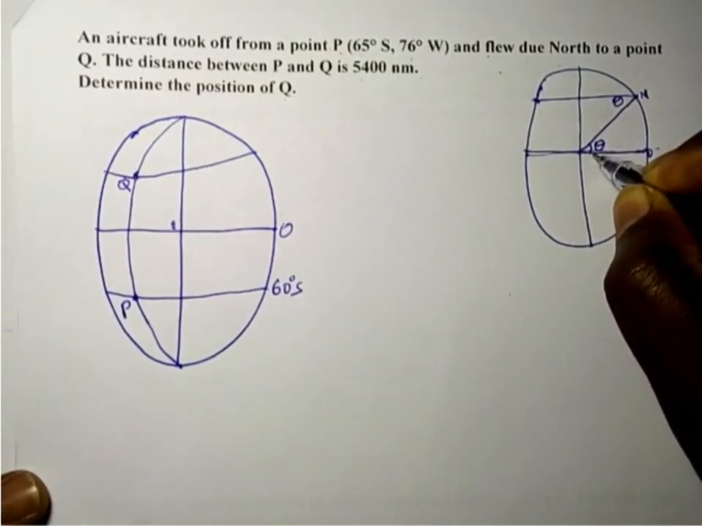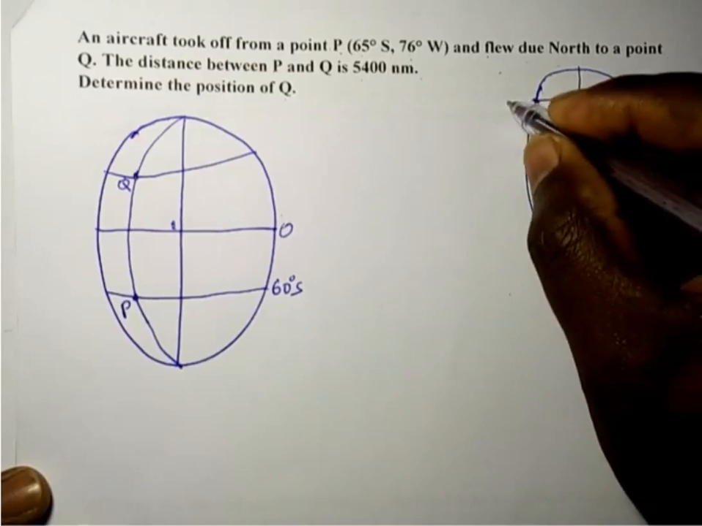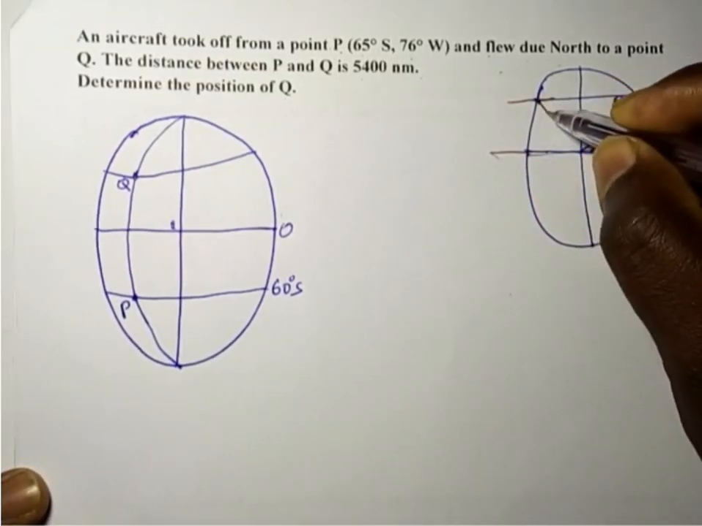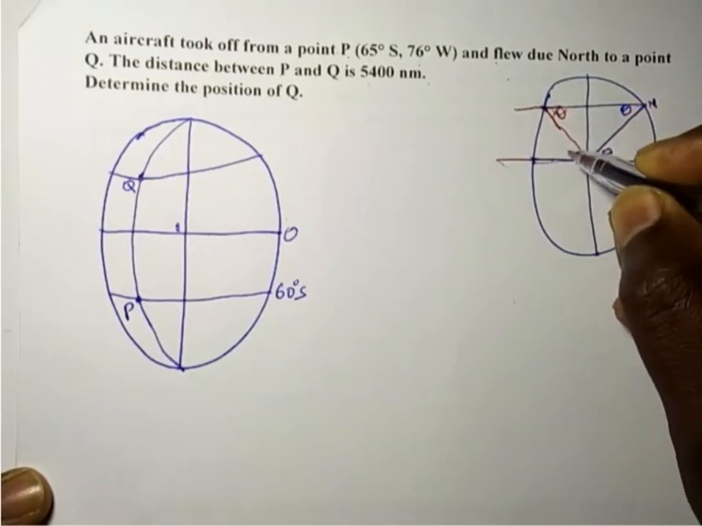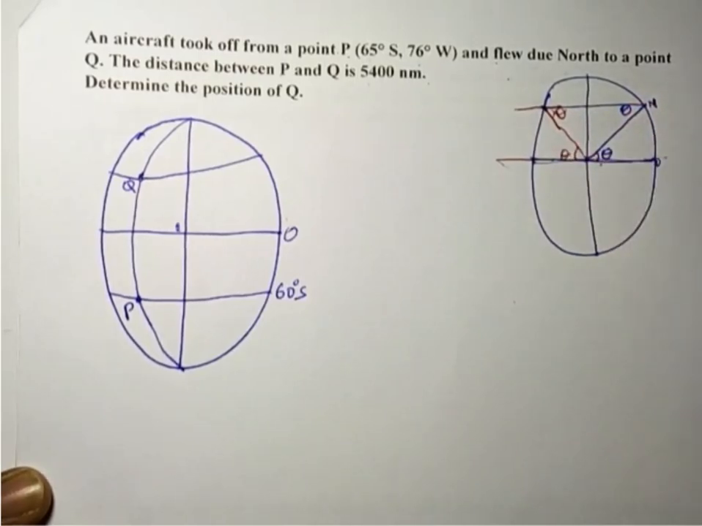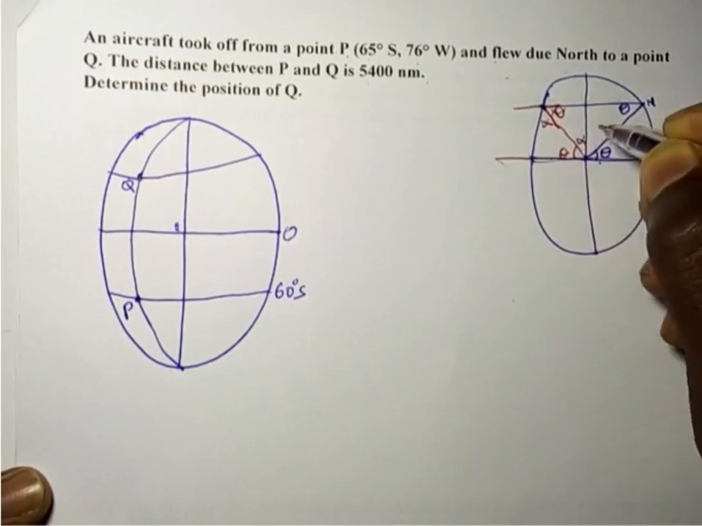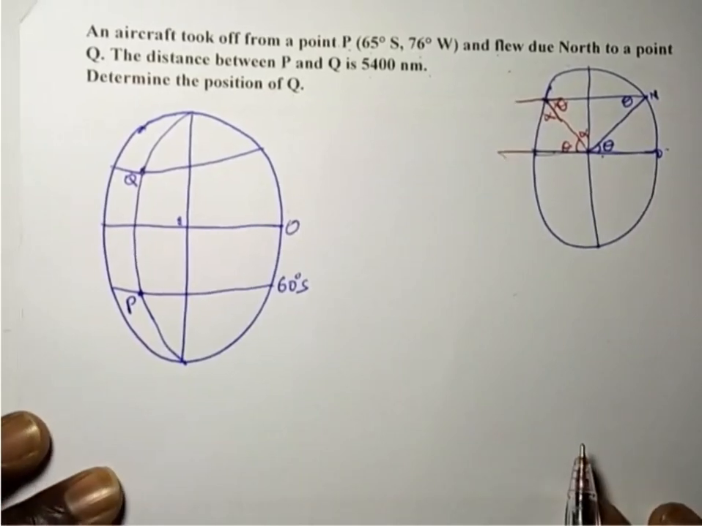Very important for you to know. If I draw a transversal across these parallel lines, from this point and this point, this angle here will be the same as the angle here, or this angle here will be the same as the angle here. Very important to know. That is the knowledge we are going to use here.